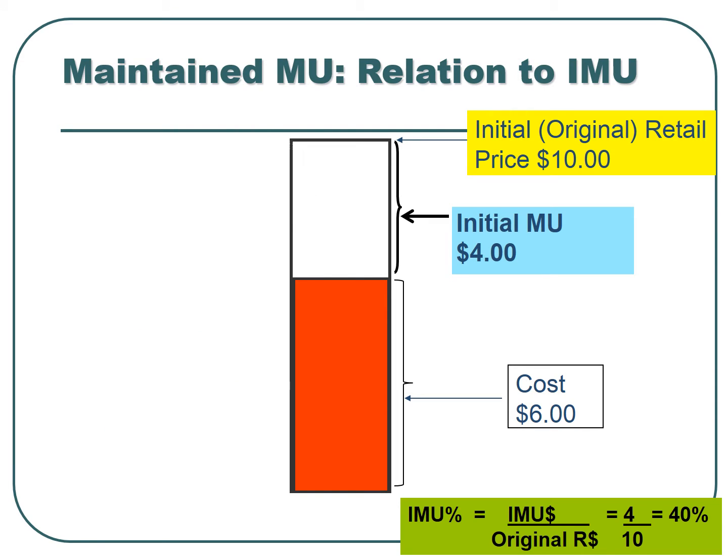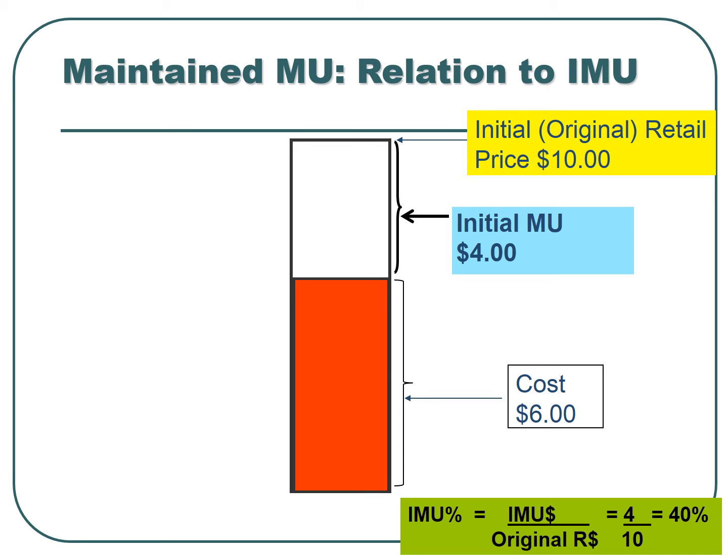Knowing that maintained markup percent is a percent of net sales, so maintained markup dollar over net sales dollar, let's think about its relationship with the IMU, the initial markup. The relationship between initial markup and maintained markup is very important. Let's take a look at this diagram, visually describing what initial markup actually means, and then we're going to take a look at what maintained markup is as well.